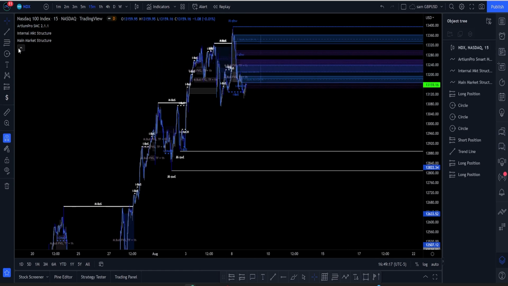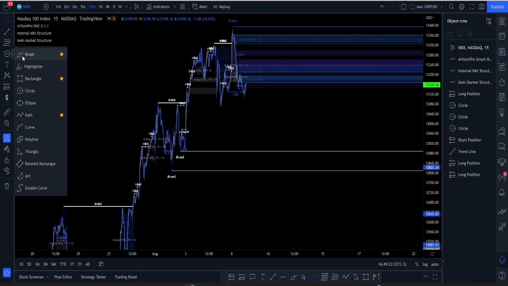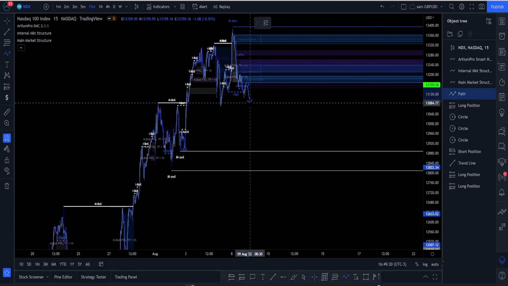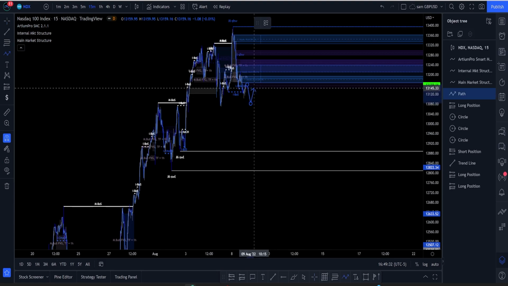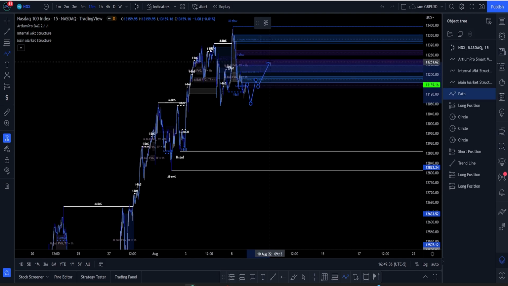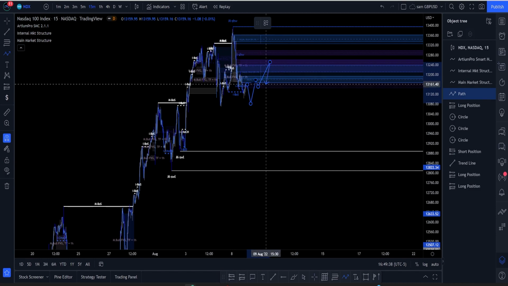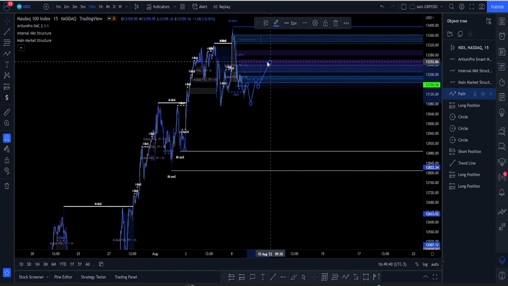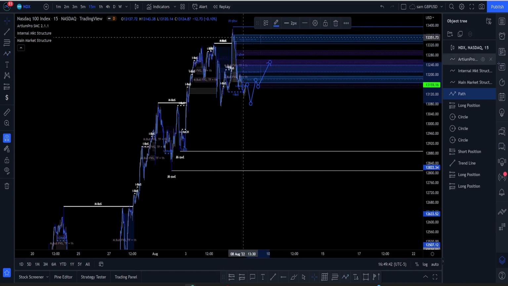Now, could this go down? Let me grab an arrow. Could this go down here and then start breaking up? Of course, and it would still be in pattern.